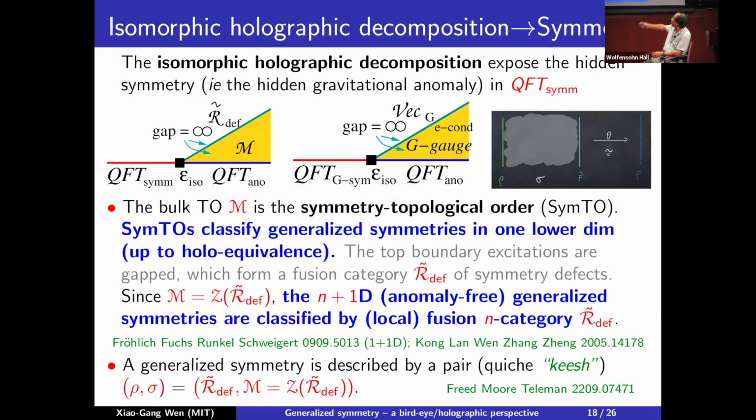And so this really leads to this picture. For example, if this quantum field theory has a G symmetry, for some group G, then the bulk would be the G gauge theory. And so this can be this anomalous quantum field theory, or maybe within the symmetric sub-Hilbert space, is a boundary of this topological order. So this is the holographic way to look at symmetry.